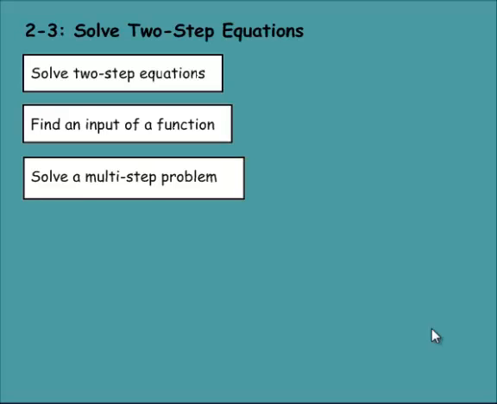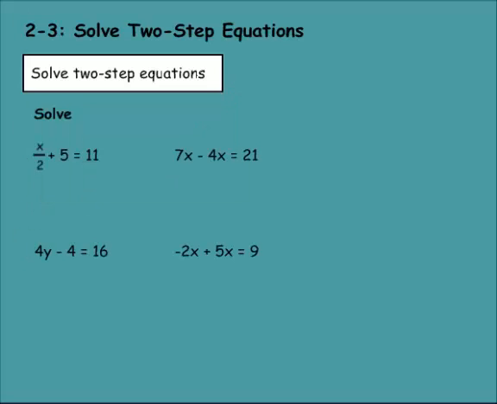For lesson 3 of chapter 2, we're going to be solving two-step equations. So we'll do just that at the beginning, then we'll find an input of a function and then solve a multi-step real-world problem too. First, let's solve these two-step equations. We're going to follow pretty much the same format as last time with the one-step equations, except with now the extra step. And when we solve these, we need to work inversely.